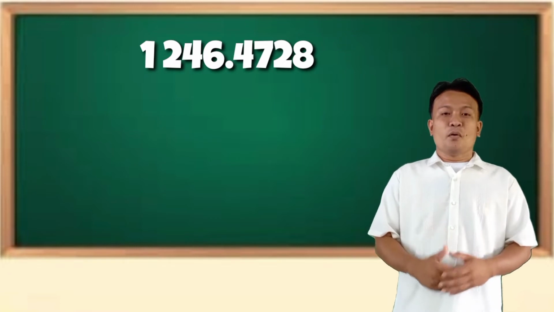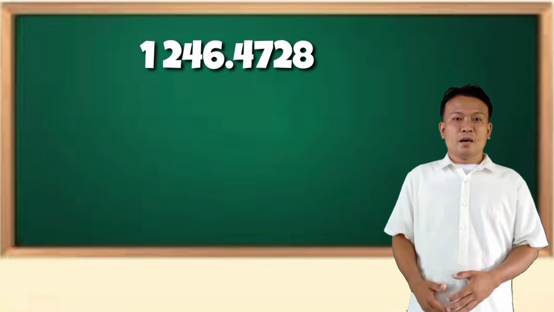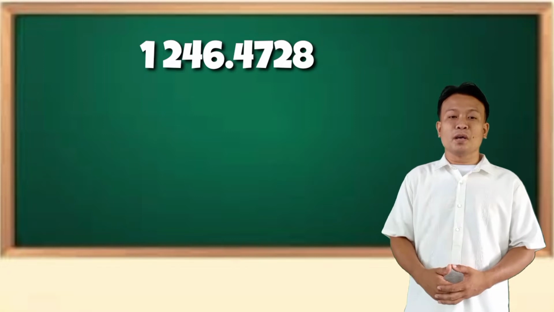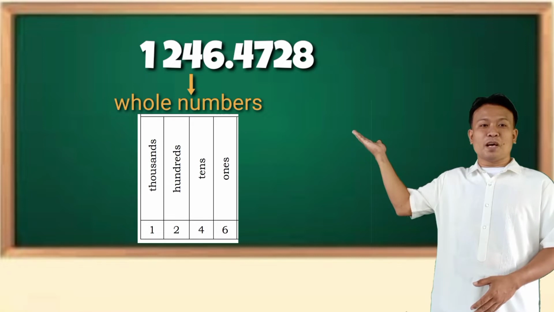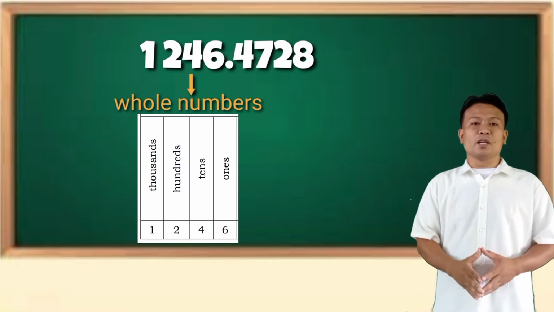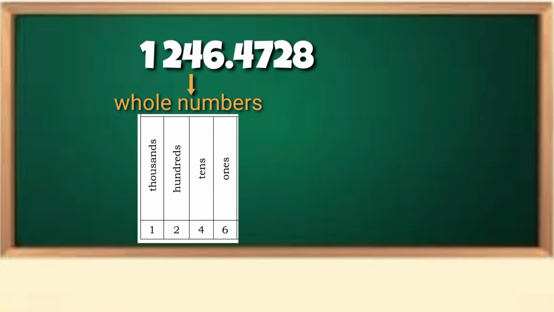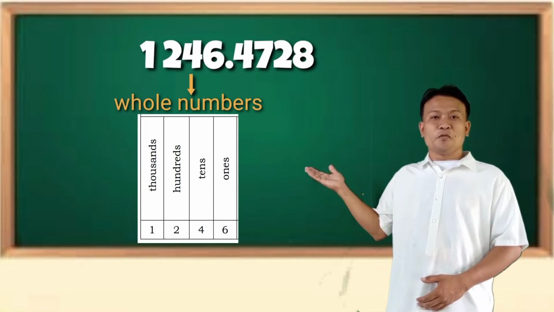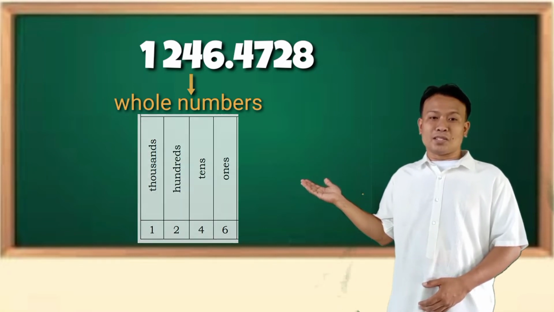1,246 and 4,728 ten thousandths. On the left side, or the numbers found before the decimal point, are whole numbers. For whole numbers, the place value starts with ones. We will start identifying the place value with the number closest to the decimal point. So, the place value of 6 is ones, 4 tens, 2 hundreds, and 1 thousands.